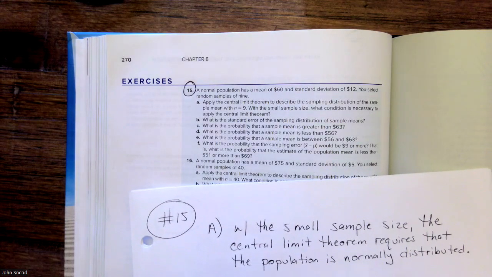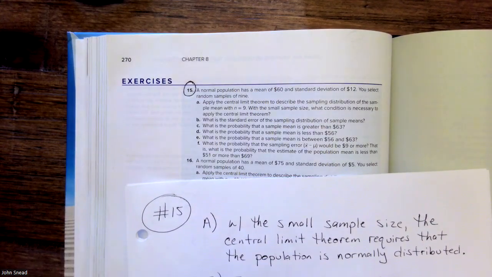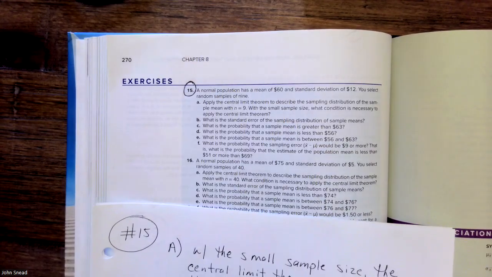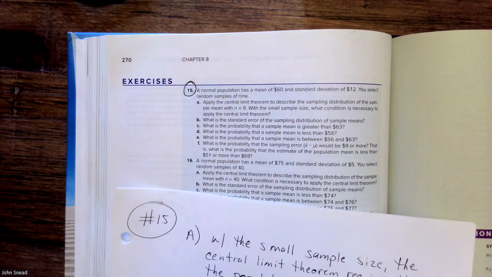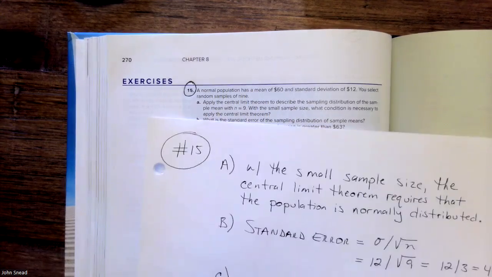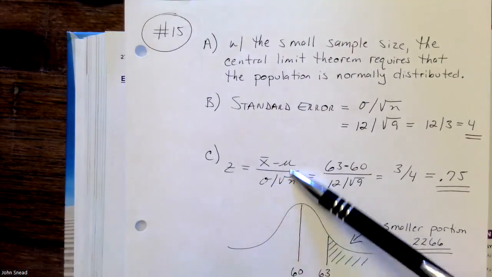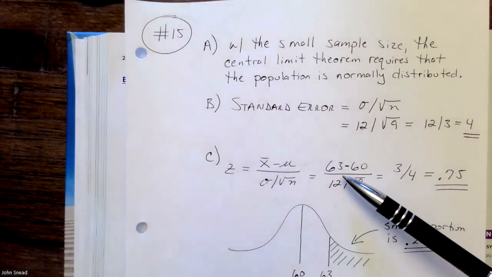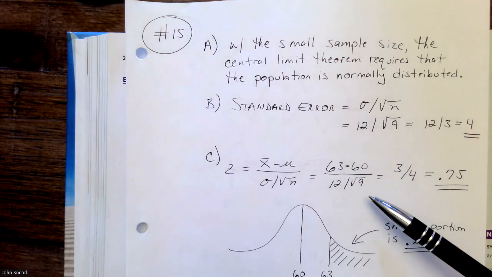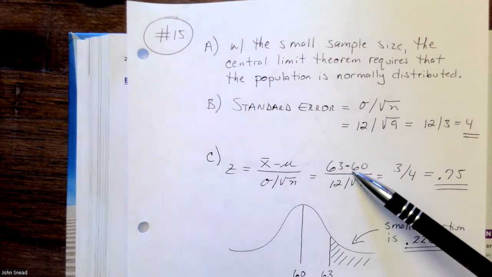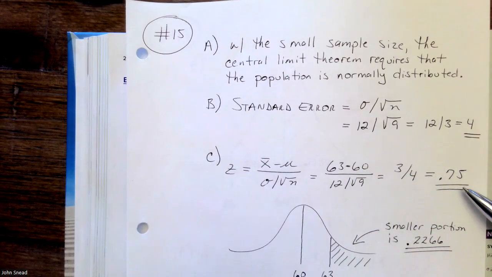What's the probability that a sample mean is greater than 63? And again, we're not saying what's the probability of a particular individual value of 63. We're talking about a sample mean greater than 63. So here we're going to take our standard equation. We're going to take the mean of 63 minus 60 over the standard error. We've already calculated that up here. So 63 minus 60 is 3. The standard error was 4. So we get a corresponding z value of 0.75.